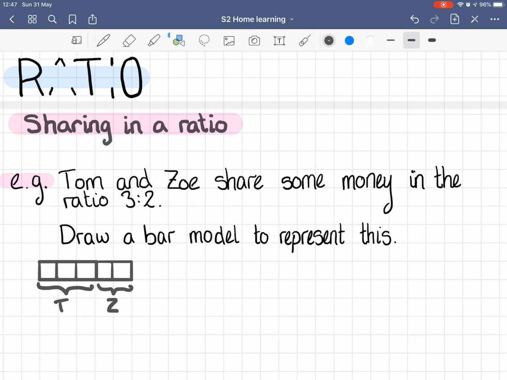Alternatively, I can draw a comparison bar model. So here, 3 parts belong to Tom, and 2 parts belong to Zoe. Comparative bar models are better when we're doing things like ratios because we're able to compare the difference between our two different totals.